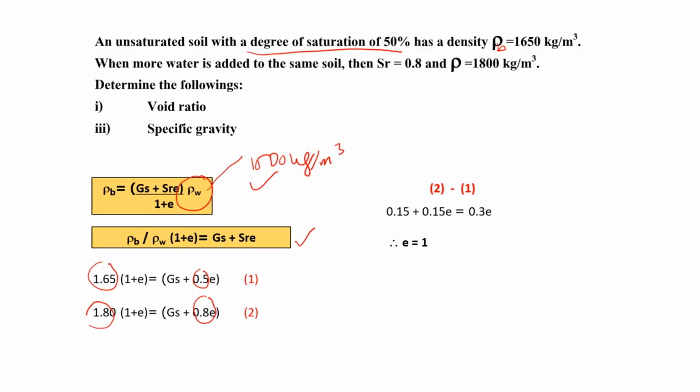So to get the specific gravity, just take any equation, either equation 1 or equation 2, and insert back the value of void ratio that has been calculated just now. So in this case, I just take the first equation. So I'll put back the void ratio value into this equation and calculate the specific gravity, and the specific gravity is equal to 2.8.